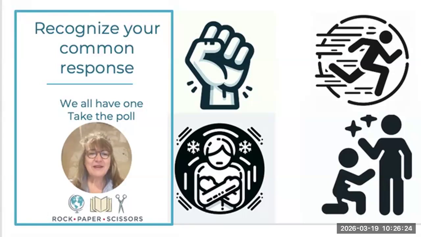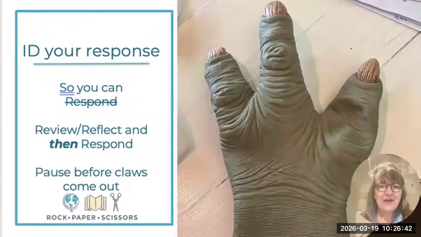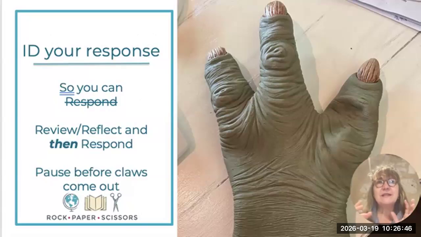Okay, so you can imagine if we're all on a team together and we have this variety of common responses, that's going to cause some conflict in itself, right? No matter what the actual conflict is about. Okay, so the important thing here is to know your typical common response so that you can stop that response.